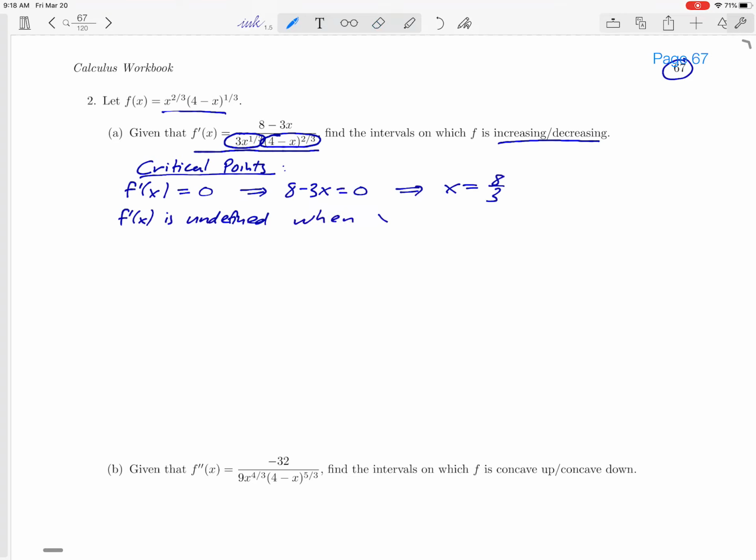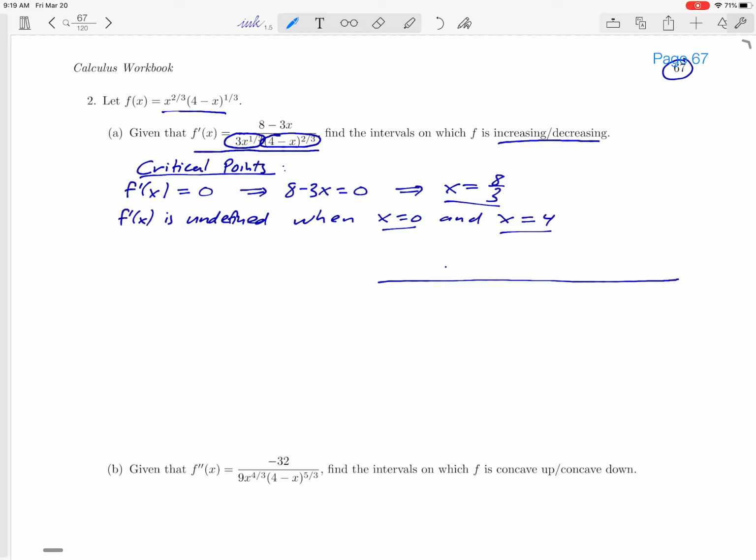So f prime of x is undefined when x equals 0 and when x is equal to 4. Those were the two numbers that made our denominator equal to 0. Okay, so there are 3 critical points in all. And when we make our sign chart, we need to include all 3 of those numbers. All right, so let's make our sign chart.